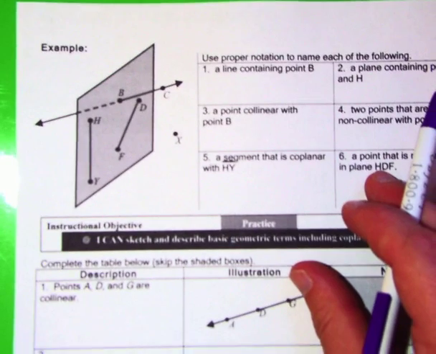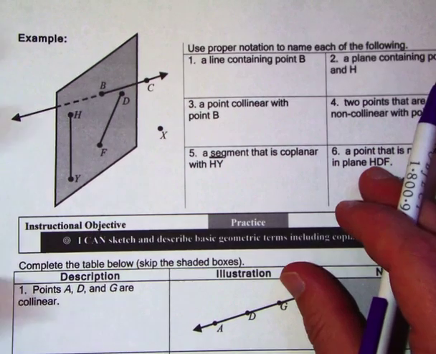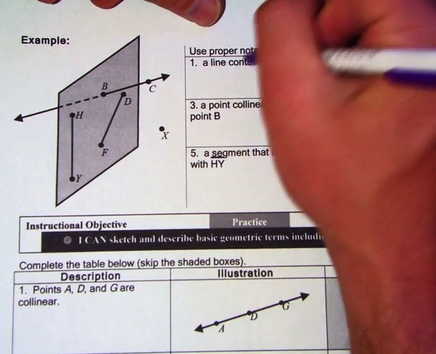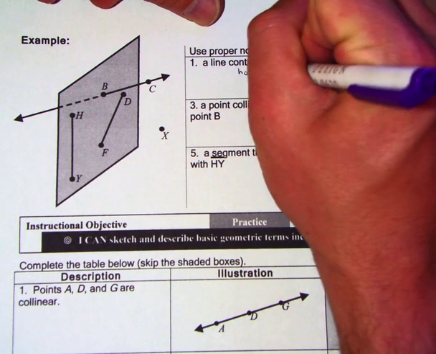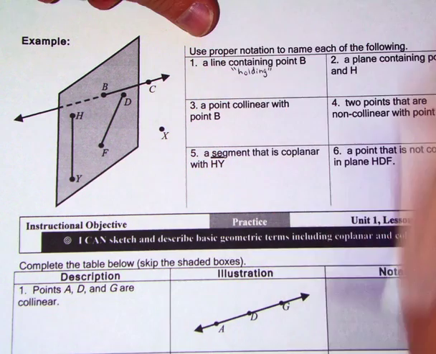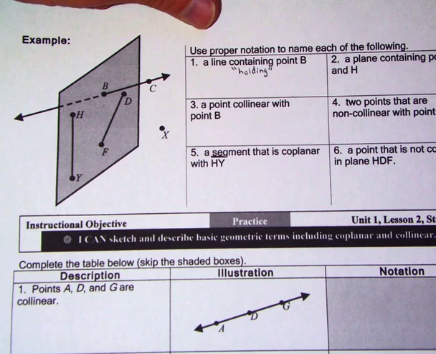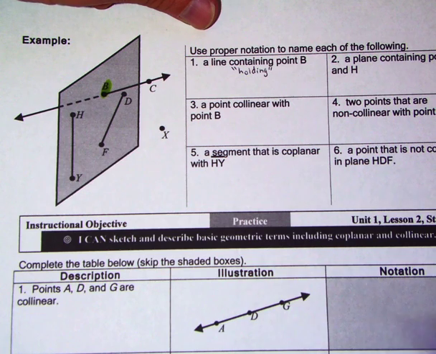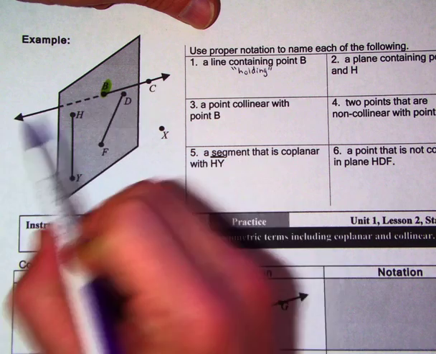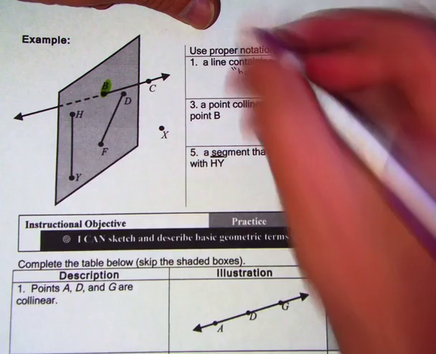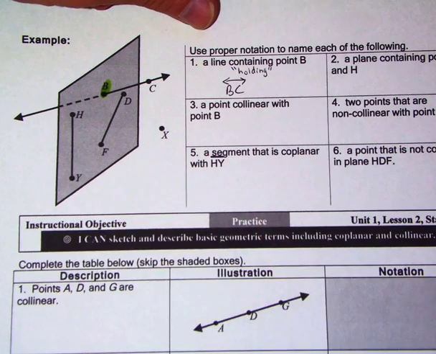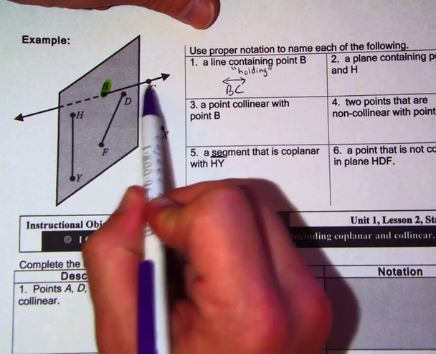The directions: use proper notation to name each of the following. Okay, so if I look here, a line containing, I'm going to write holding, containers hold things, holding point B. Well, here's point B right here. So is there a line containing it? Sure, this line right here. What's the name of that? Well, using proper notation, I'm going to say line BC. Or maybe you said line CB.